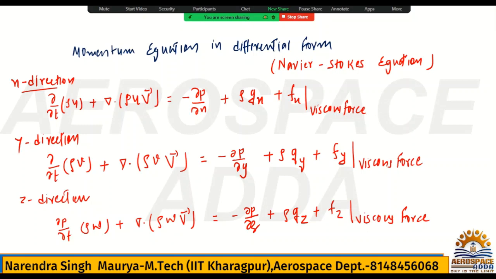will be valid for all types of flow. It is valid for steady flow, unsteady flow, 3D flow, compressible or incompressible, viscous or inviscid flow. If you say inviscid flow, then the viscous force will be removed. If you say steady flow, then dou by dou t will be removed. But if you are not removing anything, it means it is valid for all types of flow. Yes or no?